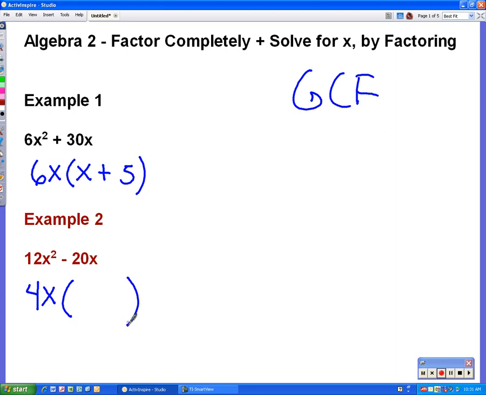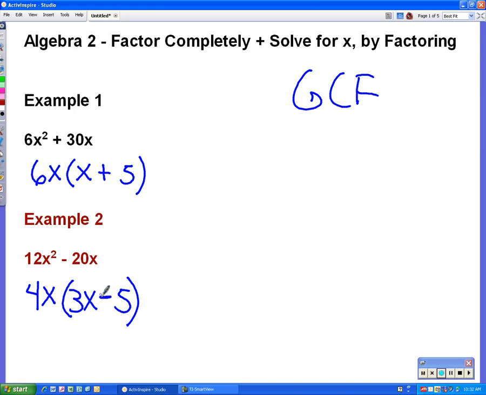Okay, what's left? Well, when we pull out the 4 from the 12, we're left with 3, because 4 times 3 is 12, so 3 is left. And we pulled out a single x. Pull out from the 20, we're left with a 5. There is no x because we pulled it out. Now, in the middle, we have to put our minus sign.